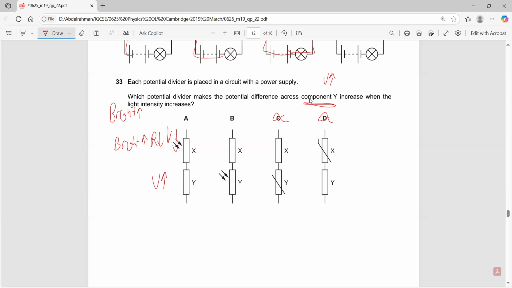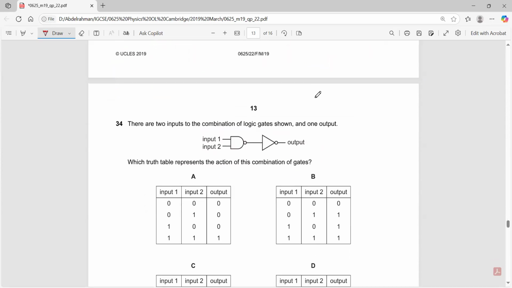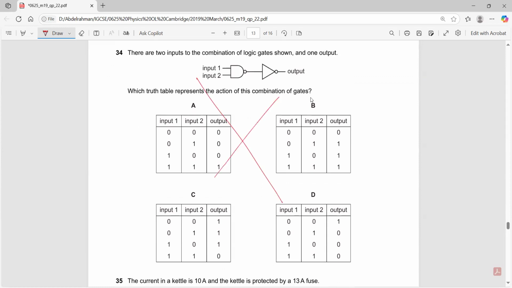If we talk about B, this is actually the correct answer. In Y, what happens? The brightness increases, so the resistance decreases and the voltage decreases. We want the potential difference in Y to increase and not decrease. 34 is cancelled.